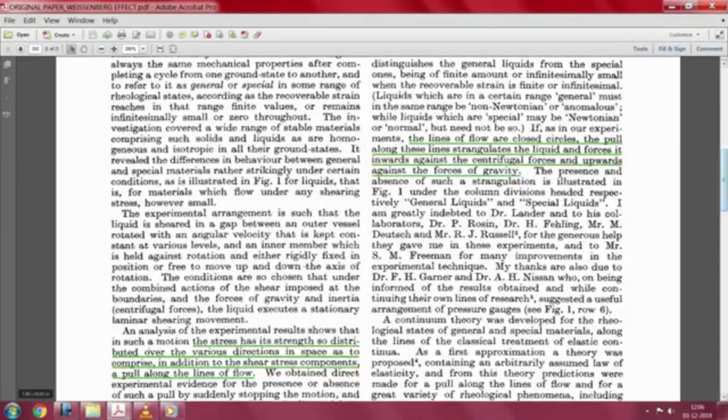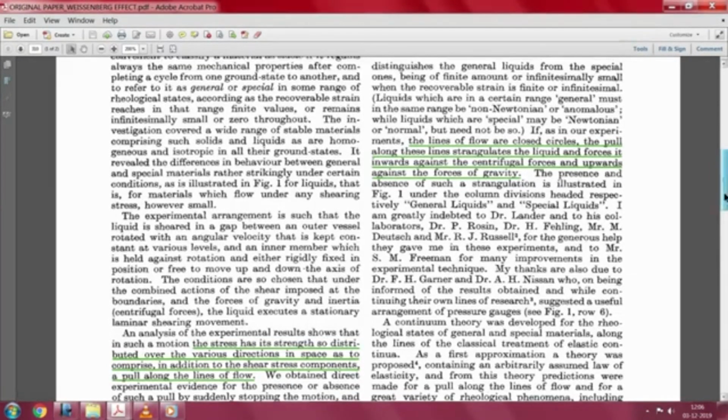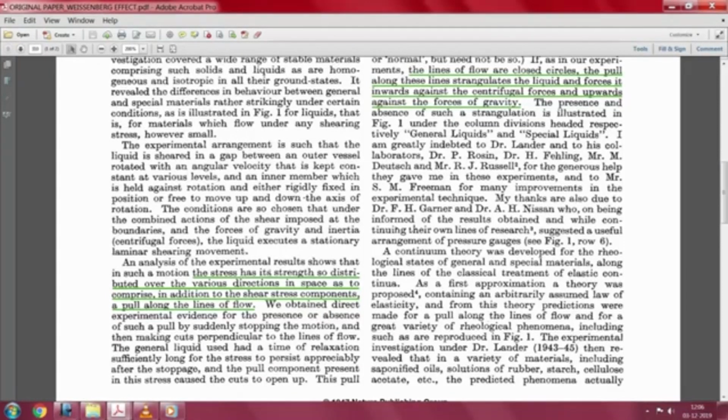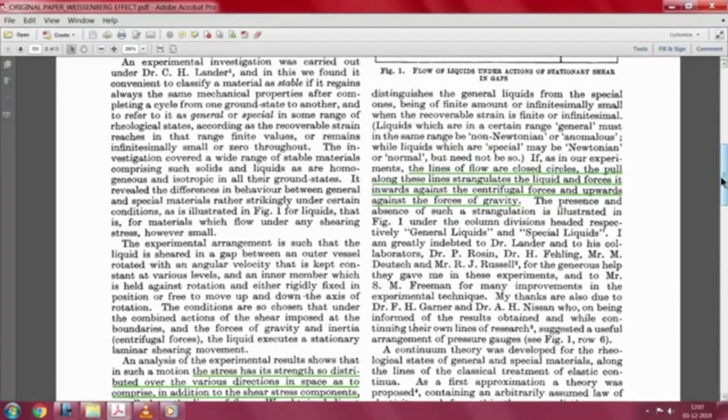So over here, for example, he will attribute this partially to the normal stress. So he says that an analysis of the experimental results shows that in such a motion the stress has its strength so distributed over the various directions in space as to comprise, in addition to the shear stress components, a pull along the lines of the flow. Okay. And then furthermore, he goes on to say here that if, as in our experiments, the lines of flow are closed circles, the pull along these lines strangulates the liquid and forces it inwards against the centrifugal forces and upward against the forces of gravity. So he is trying to explain the phenomena.